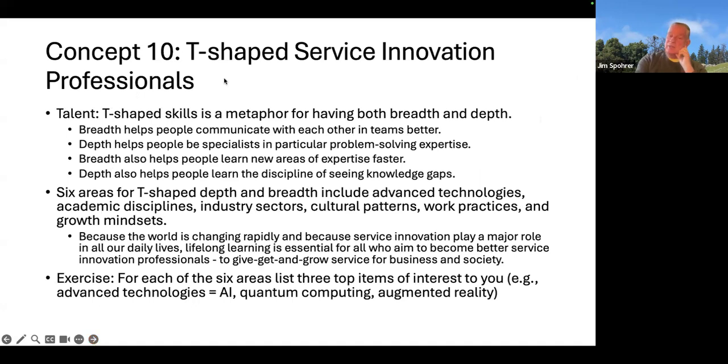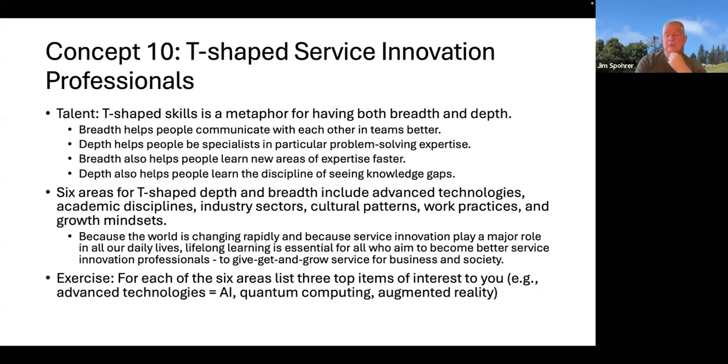Concept 10, T-shaped service innovation professionals. Now, talent, we think of it as T-shaped skills, and that's a metaphor for having both breadth and depth. Breadth helps people communicate with each other on teams better, and depth helps people be specialists in particular problem-solving expertise areas. Breadth also helps people learn new areas of expertise faster. If you have breadth, you know a little bit about a lot of things, so when it's time to go deep, you've got something to start with.